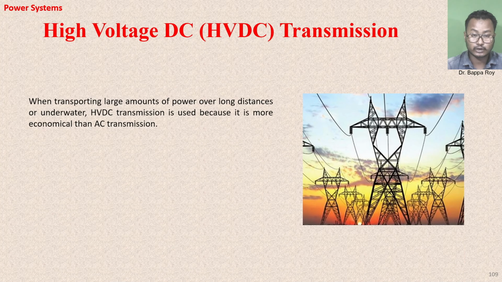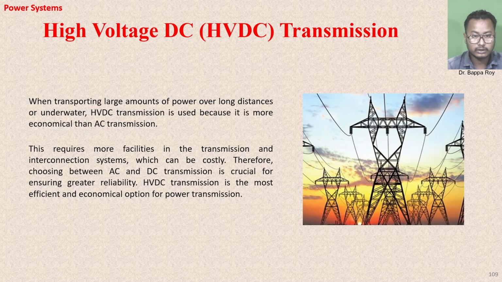When transporting large amounts of power over long distance, or underwater, it can be transmitted also. HVDC transmission is used because it is more economical than AC transmission, for overhead as well as for underwater cable. That's why we don't use AC transmission lines whenever it is long distance.